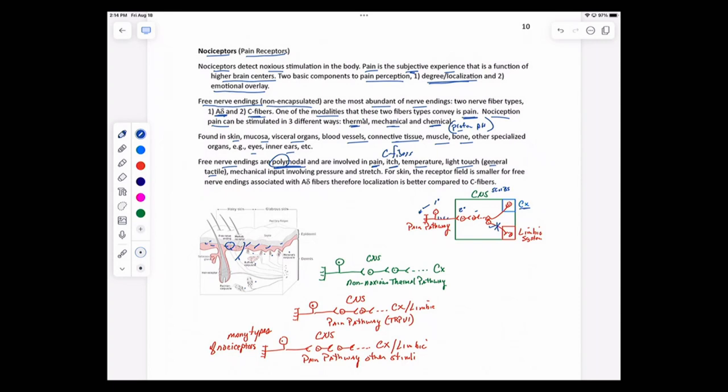These are a function of free nerve endings. Of course, you have mechanical input. It could be responding to pressure and stretch.